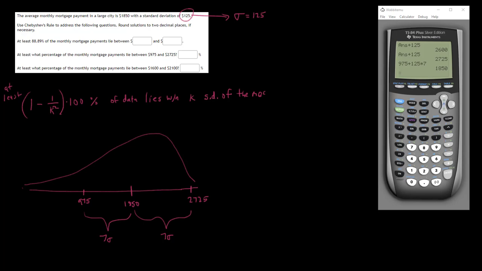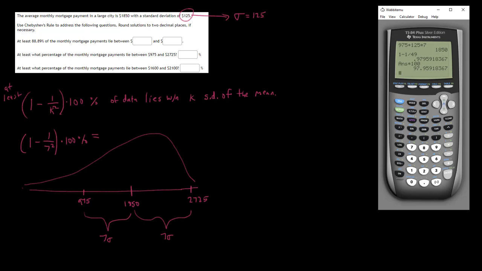If I could write, that would be nice. There we go. Okay, so all we have to do now is plug in. What we need to calculate is simply 1 minus 1 over 7 squared times 100%. And what do we get? Well, 1 minus 1 divided by 7 squared, which is 49. So 49 times 100 to convert that decimal to a percent. And we're supposed to round our answers to 2 places.